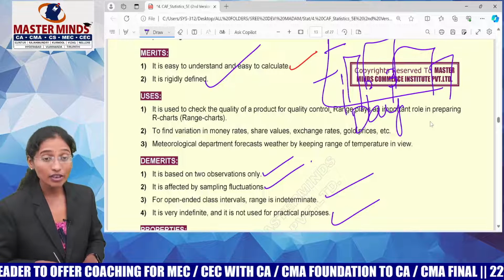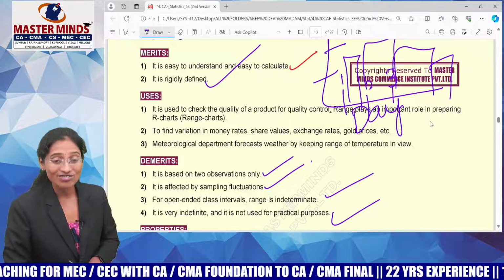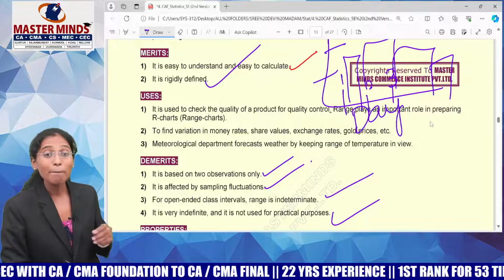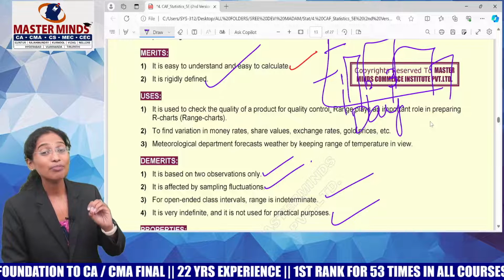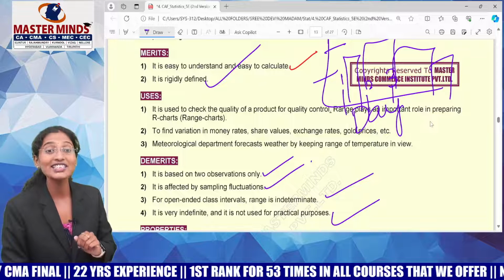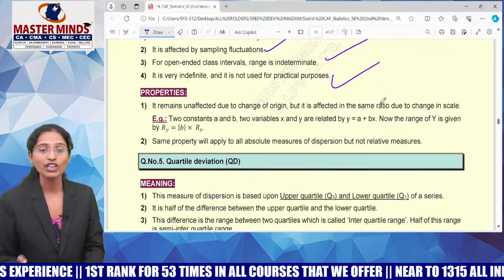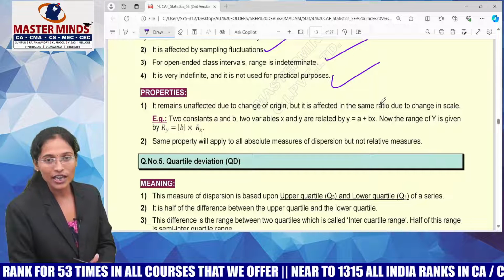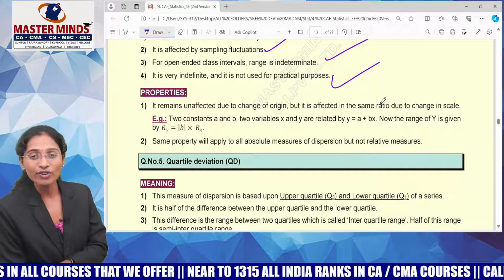The next thing is to calculate the variation in money rates and of course share values. They'll present a chart that is called a range chart. Of course, the meteorological department will forecast weather based upon these range charts only. So there are many uses for range, but it is not directly fulfilling its required purpose, as the requisite purpose of a measure of central tendency is to identify the exactness of average. That is not happening here. Now let's talk about the properties of range. Guys, you all know range is unaffected by change of origin, but it is affected by scale. Got it? The same property is applicable for all the measures of dispersion.